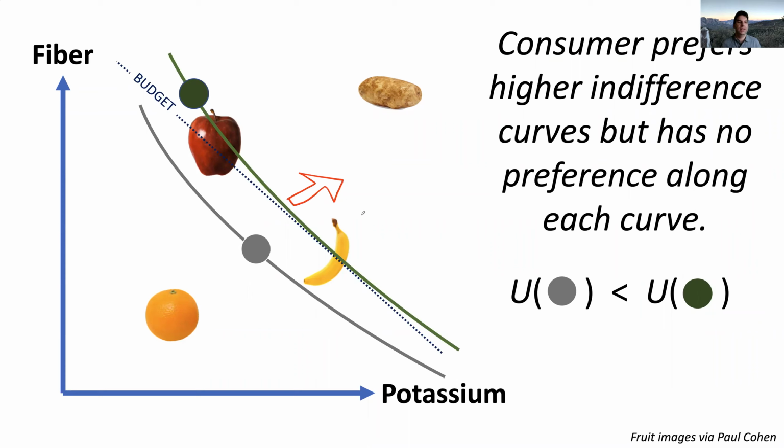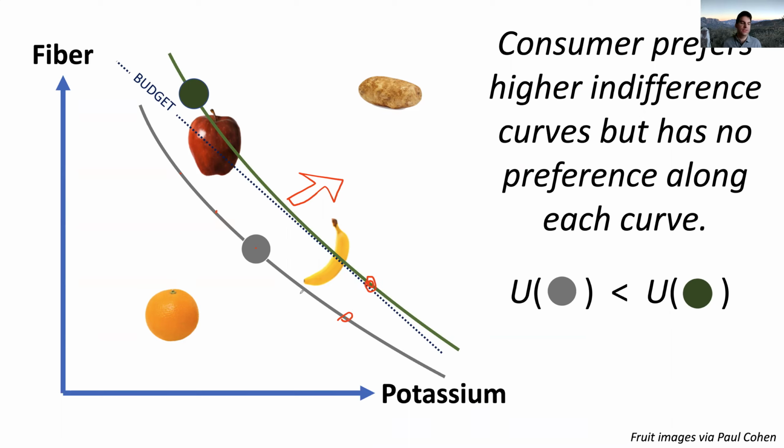So foods that are on the green indifference curve are always going to be preferred over foods that are on the gray indifference curve. So if all you had to choose from was foods on the gray indifference curve, you would choose equally likely any food on the gray indifference curve. But if you were given a food on the green indifference curve and a bunch on the gray indifference curve, you would always pick the food on the green indifference curve.